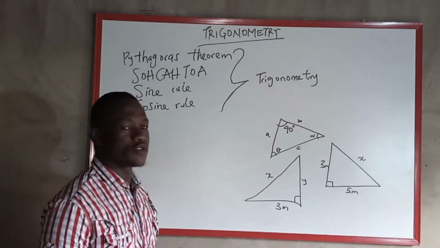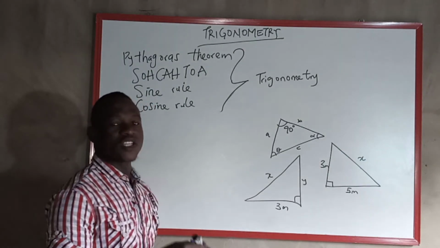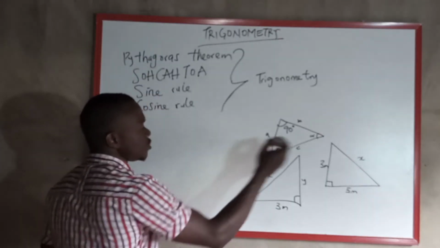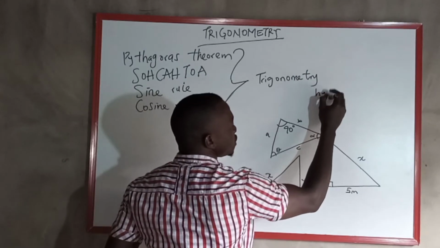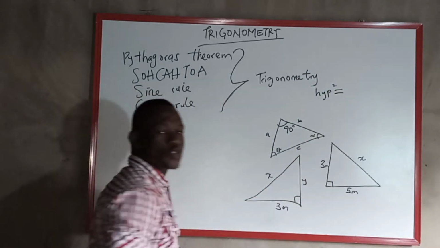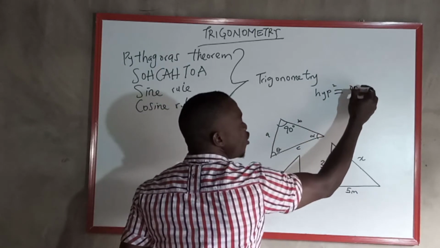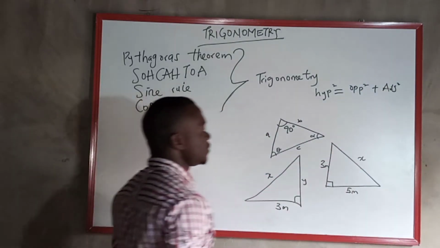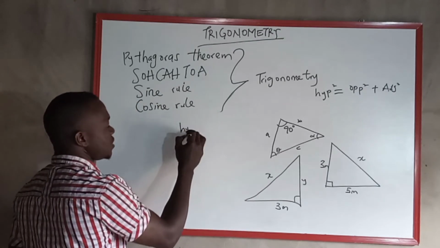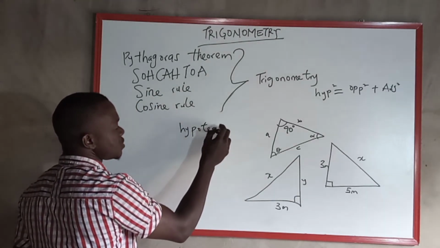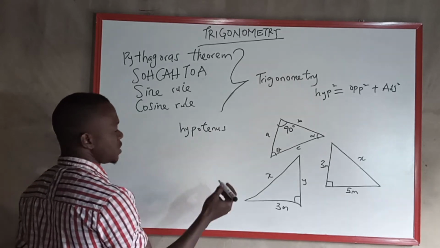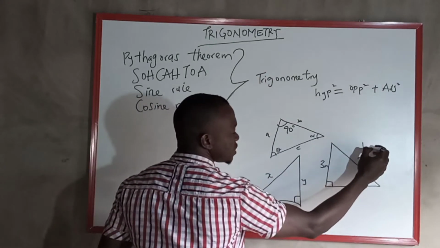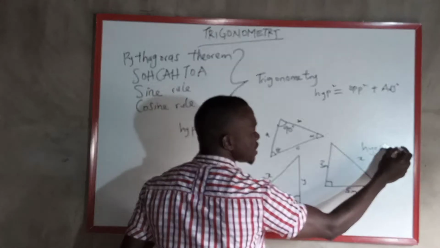Now, what does Pythagoras theorem state? Pythagoras theorem states that the square of the hypotenuse, which is hypotenuse squared, is equal to the sum of the squares of the opposite plus the adjacent. Let me write it here. Hypotenuse is the longest side.